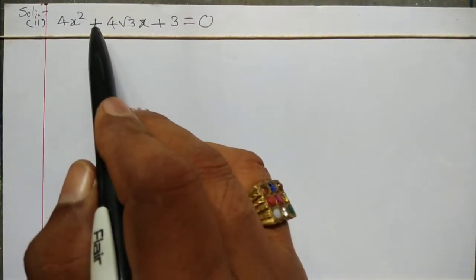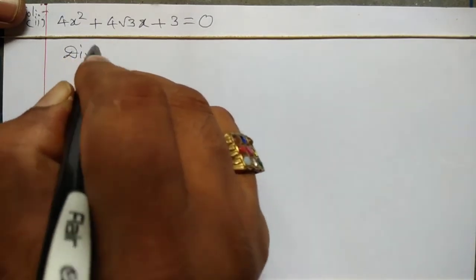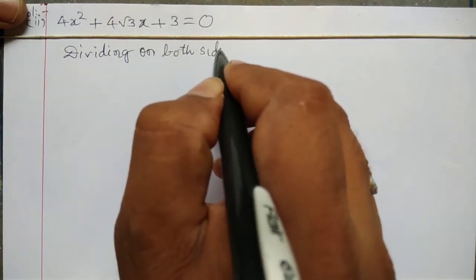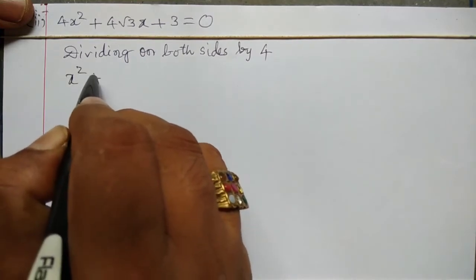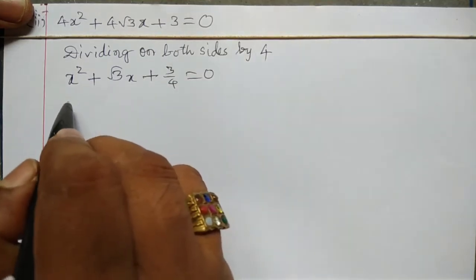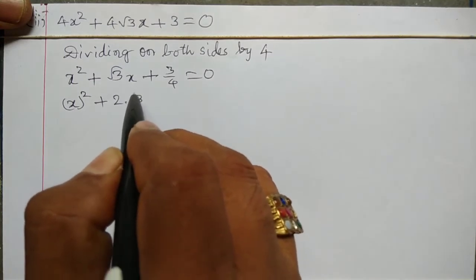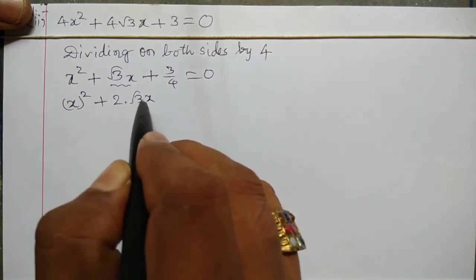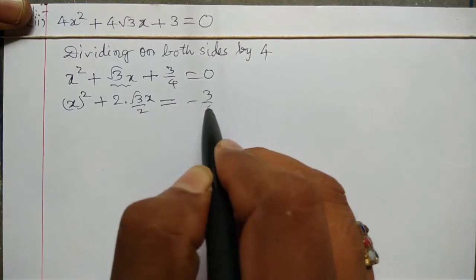Second problem: 4x² + 4√3x + 3 = 0. Dividing on both sides by 4, we get x² + √3x + 3/4 = 0. Here x² is a², and for 2ab, to tally this term, we have to divide by 2. So x² + √3x = −3/4.